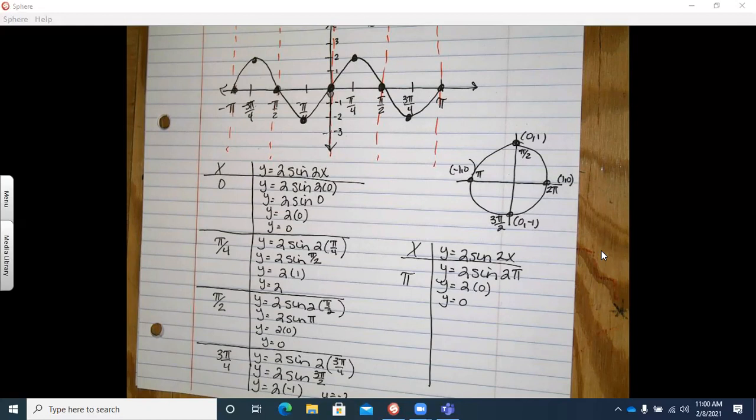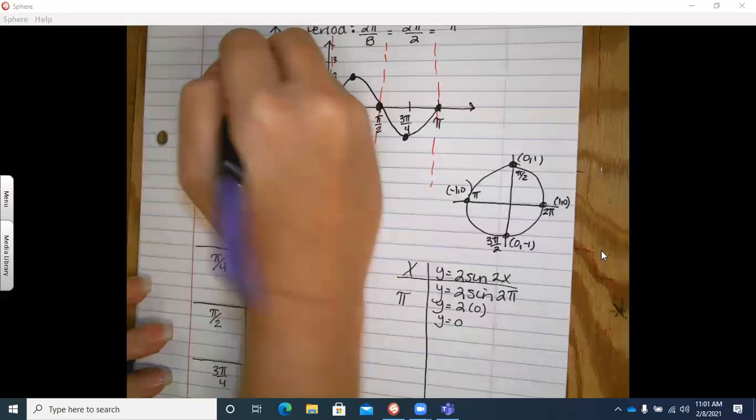The next interval is going to be between 0 and negative pi halves. So on that sine curve, the point in the middle, that was a minimum point. It would become a maximum point on the cosecant curve.